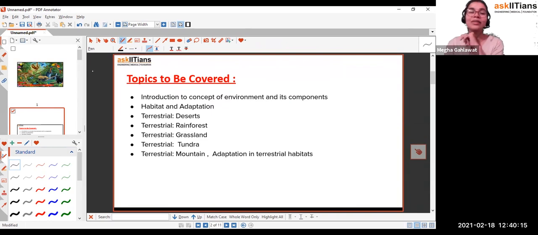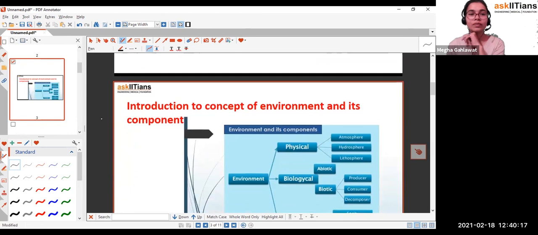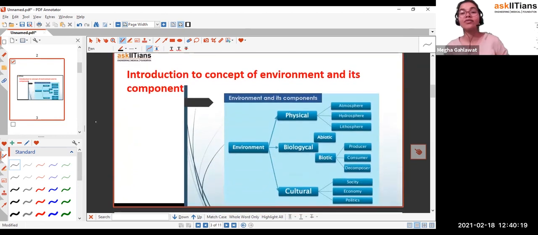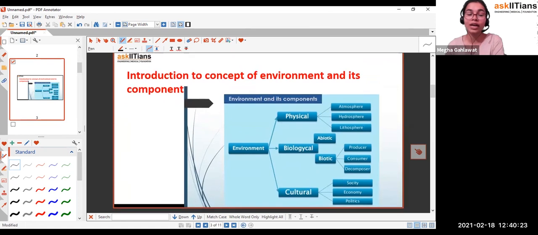Okay, now let's move forward. First of all, you should know what an environment is and what are the different components of the environment, right? And after that, we'll be moving forward to the adaptations. It is very important that you understand the definition of the environment as it is going to be there in the exam.